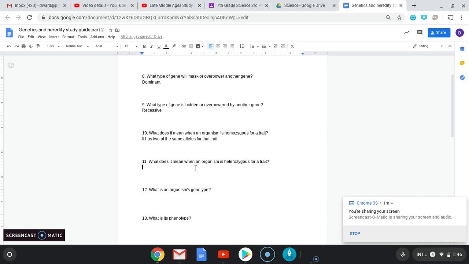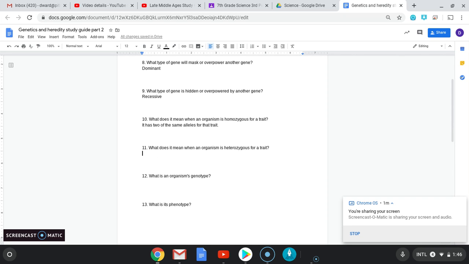All right. Number 11 was, what does it mean when an organism is heterozygous for that trait? That means it has two different alleles for that trait. Okay. So it could have, say, a tall allele, if it's a pea plant, and it could have a short allele. All right. Two different alleles.